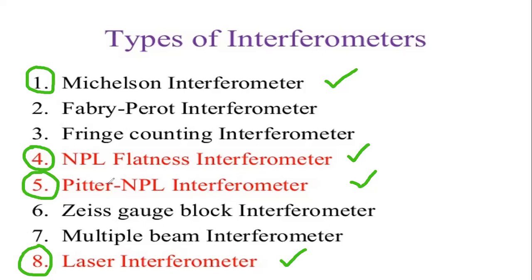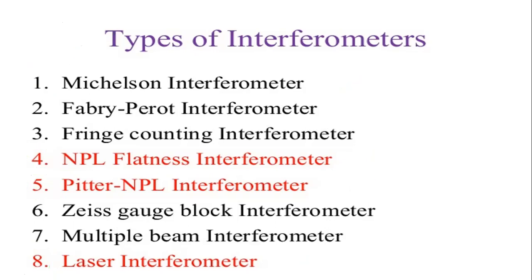But in the syllabus, you can see these three interferometers only, that is Michelson's, NPL flatness, and NPL gauge interferometer. But the laser interferometer is a part of the syllabus too, and it has been asked many times in the university exams. So these are the four types, and in today's class I am going to explain the Michelson's interferometer, the first type.